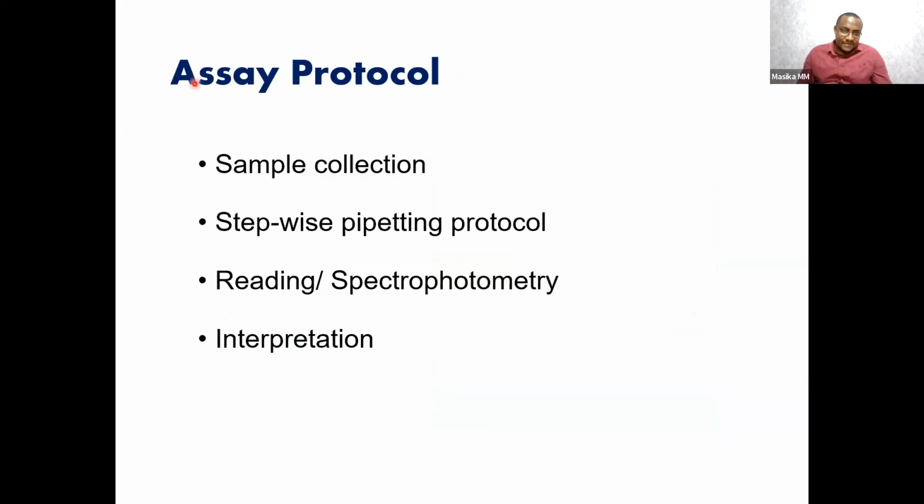Assay protocol has to be developed, and you need to think through the entire process of sample collection. How do you pipette at each step, how much volume, how long, and all that. And then how do you read, at what wavelength? It needs to tell you to read between maybe 400 and 600 nanometers. And then how do you interpret?